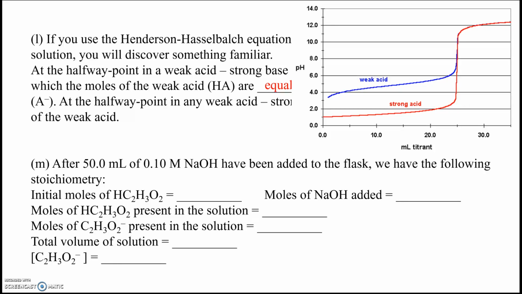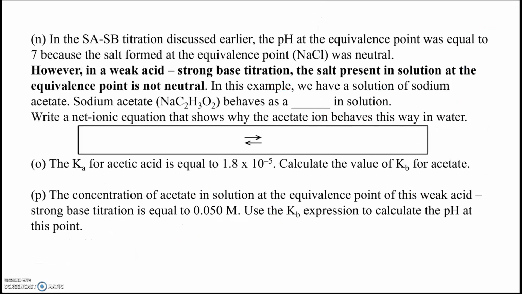After 50 mils of this 0.1 molar sodium hydroxide have been added, I now have 0.005 moles initially, but I've added 0.005 moles of sodium hydroxide. So now I have 0 amount of acetic acid left in the flask, and I have 0.005 moles of the acetate ion, and the total volume of the solution is 50 plus 50, or 100 milliliters, 0.1 liters. And the acetate ion is now 0.05.